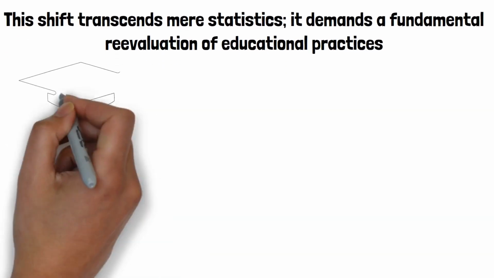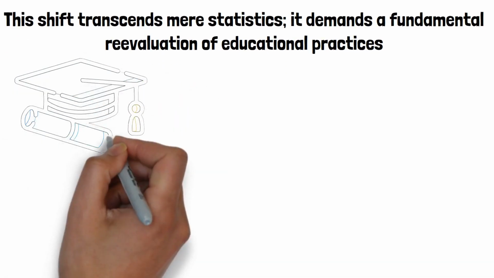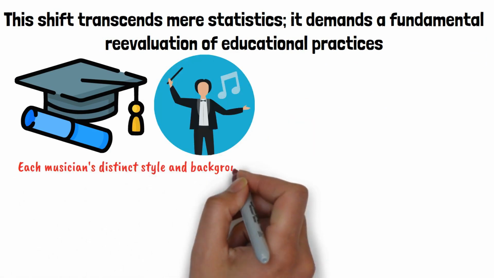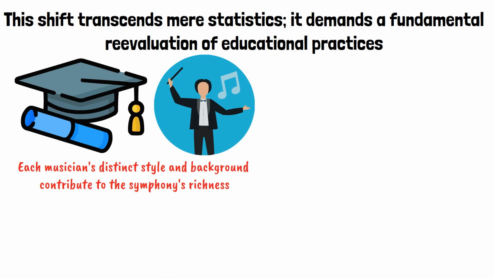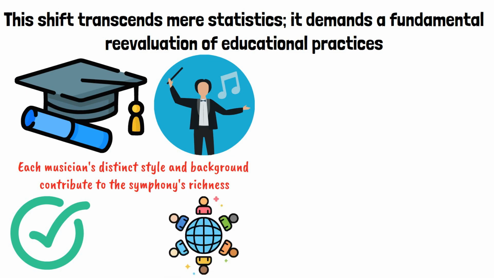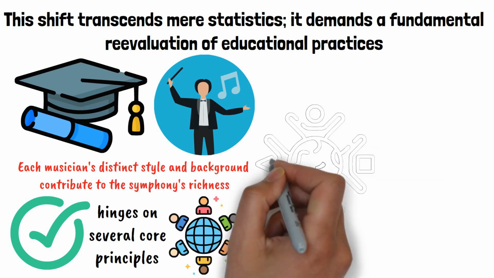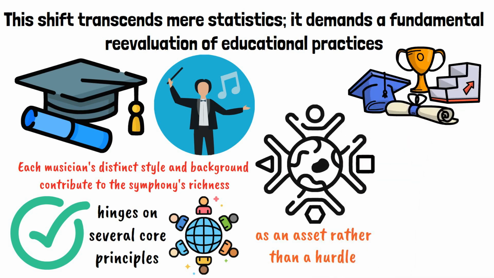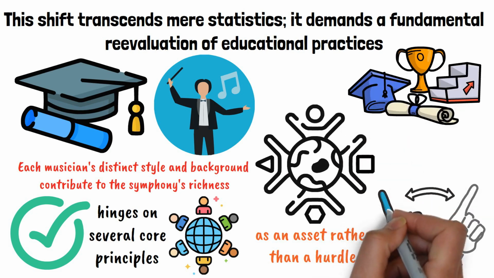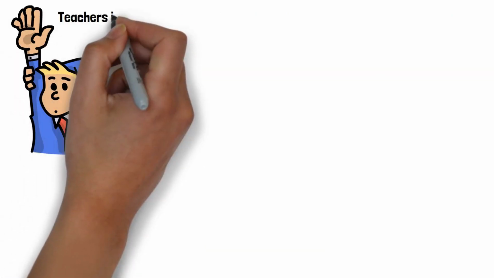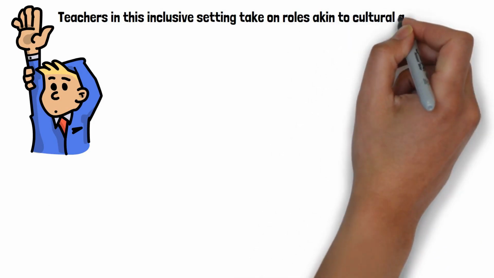In this context, inclusive education resembles the role of a maestro leading an international orchestra. Each musician's distinct style and background contribute to the symphony's richness. Successful inclusive education for students from diverse cultural and linguistic backgrounds hinges on several core principles. Firstly, it requires acknowledging and valuing diversity as an asset rather than a hurdle. It entails fostering an educational environment where differences are not just tolerated but celebrated, and every student feels included and valued.